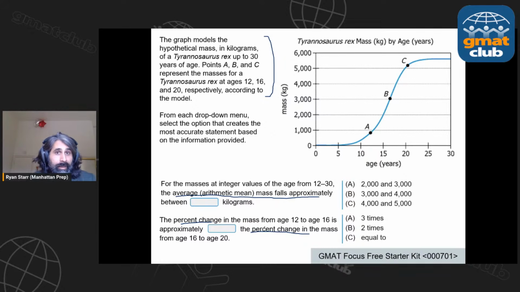You do not have a calculator on the quant section, so don't get used to it when you're studying quant, but in data insights, you do. Right. And for anybody wondering, it's C and A. Again, genuinely a very hard question. Don't be fooled by the innocent looking graph, okay?